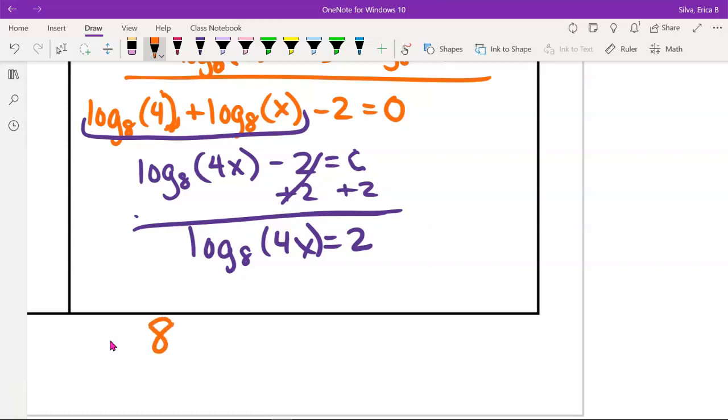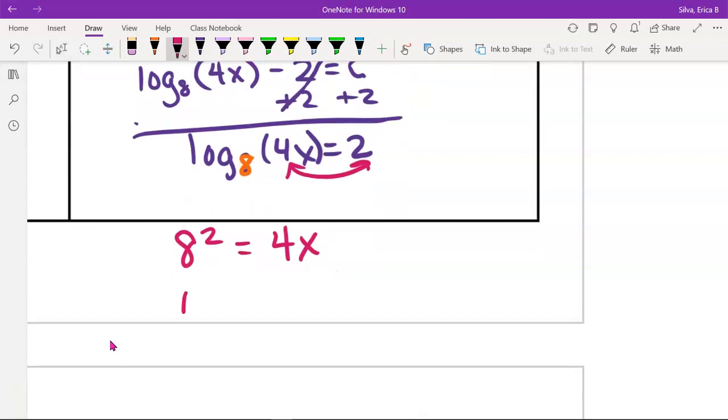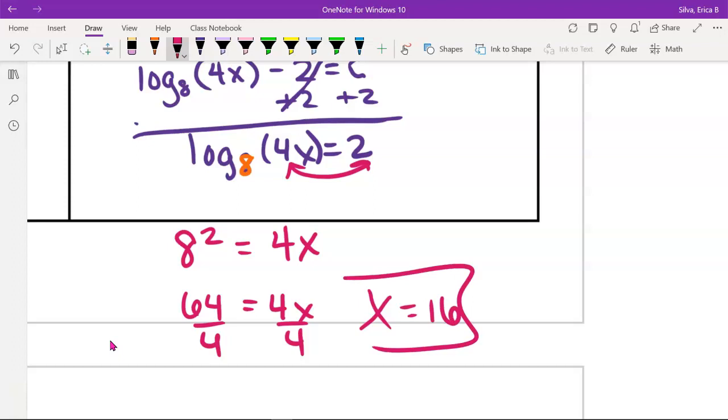So we're going to get the base, which is 8, and then we're going to switch these two. 8 to the power of 2 is 64. And then we divide by 4, and x is equal to 16.